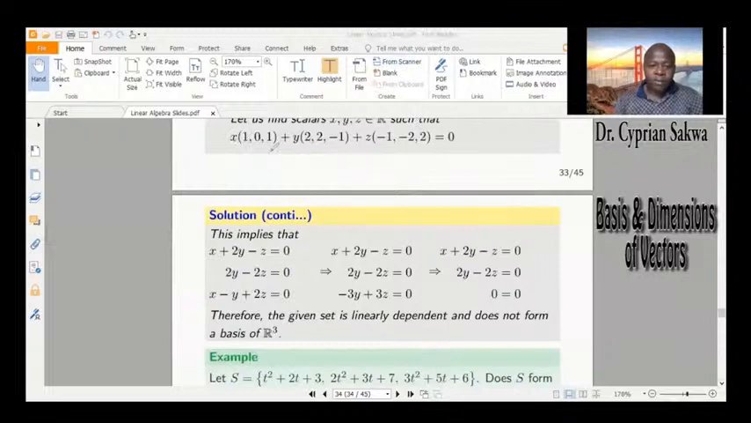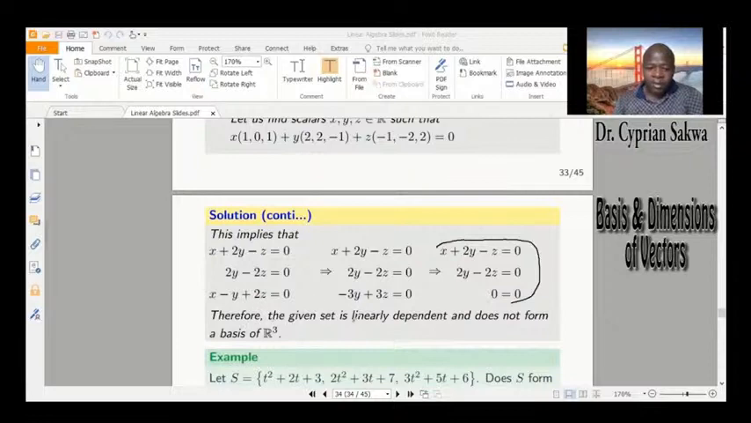Let's multiply. This will give us x plus 2y minus z equals 0. And this will be 0x plus 2y minus 2z equals 0. And this will give us x minus y plus 2z equals 0. Reducing to echelon form, the end result will be this. The last row here means that this system has solutions, that x, y, and z exist and that they are non-zero. They exist and they are non-zero.